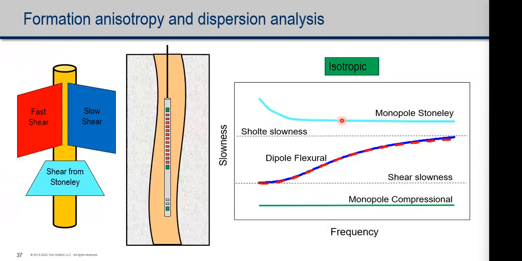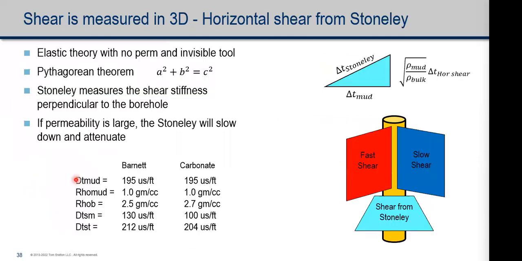So I want to move on and say, well, how can we better determine what's going on? And I have to introduce the shear from the Stoneley. It gives you the shear modulus in a plane that's perpendicular to the borehole. And you can compare this shear with the fast and slow shear to give you a fully 3D view of what's going on in your anisotropy.